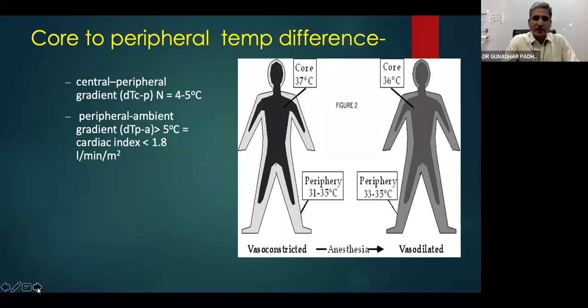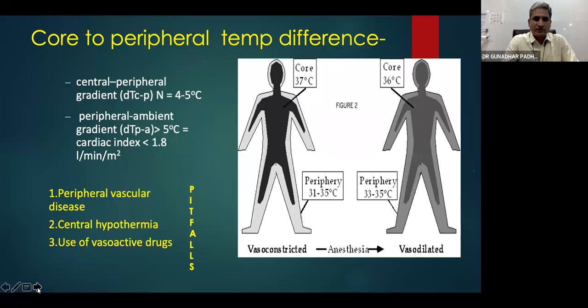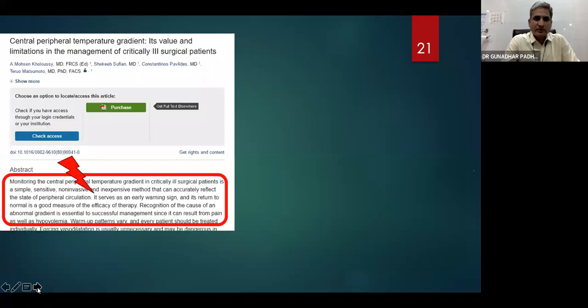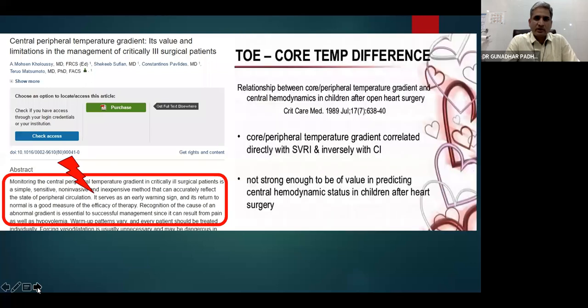So these are the very subtle signs or early clinical signs one can elicit at the bedside by measuring the temperature. But the pitfall is that if the person has a peripheral vascular disease, or is already suffering from central hypothermia from some kind of sedatives or hypothalamus dysfunction, then these are not reliable signs. If the person is on vasoactive drugs, these are also not very reliable signs. So these are the papers which show the value and limitations of the central peripheral temperature gradient in the management of critically ill surgical patients, particularly this study, though it is an older study, it cannot be neglected.